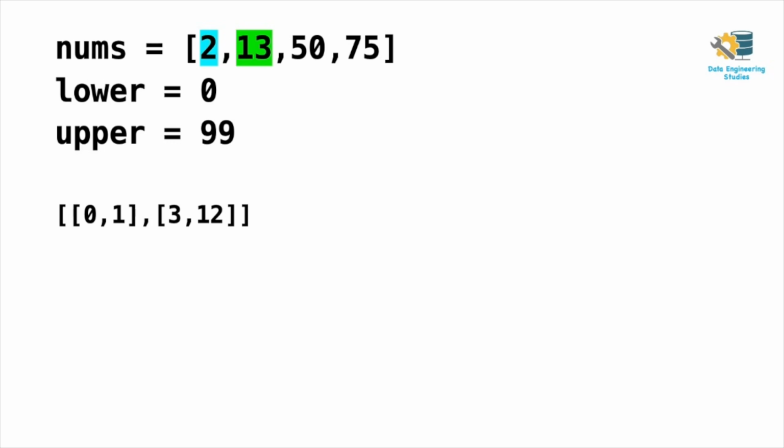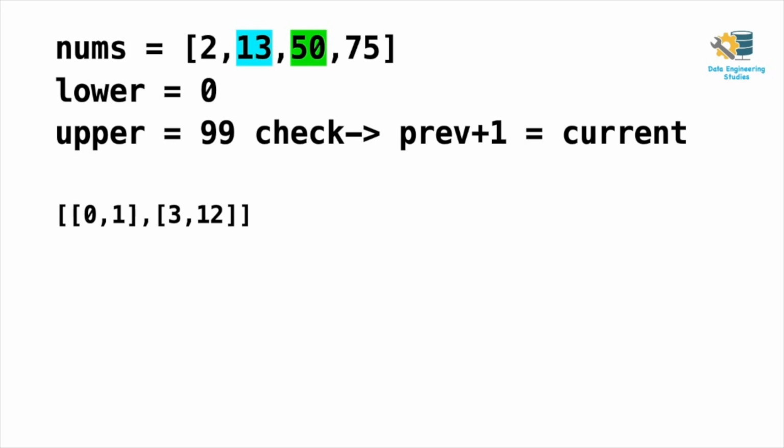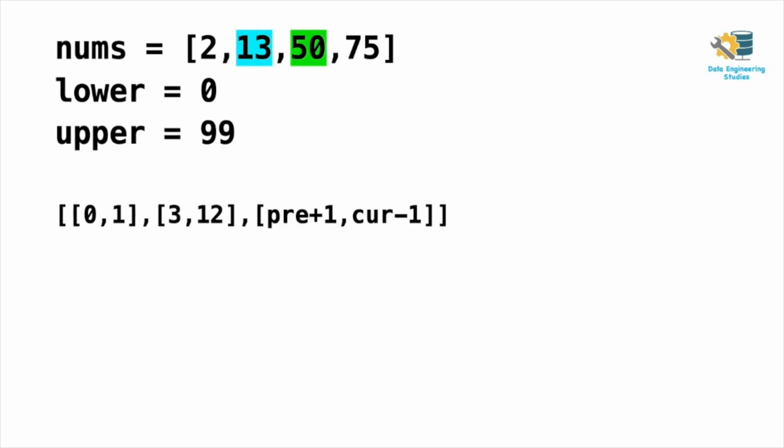Now we will iterate to the next number. Our next number is 50 and we will repeat the same steps. We will compare 50 with the previous number, which is 13. We will check if previous plus 1 is equal to current. 13 plus 1, which is 14, is not equal to 50. So we will insert previous plus 1, comma, current minus 1. Previous plus 1 is 14 and current minus 1 is 49.